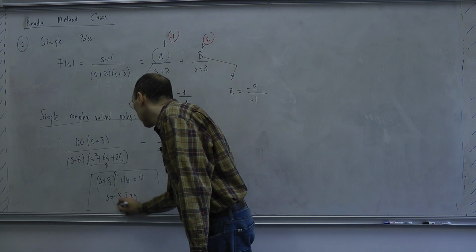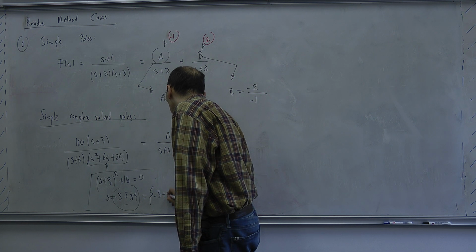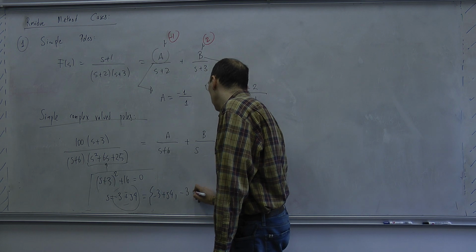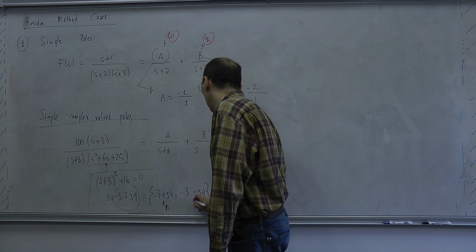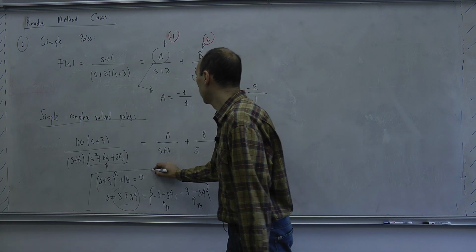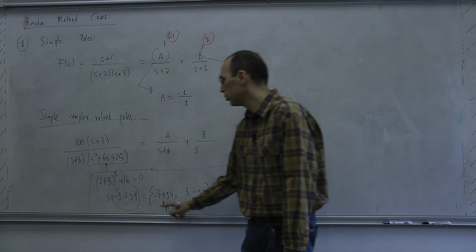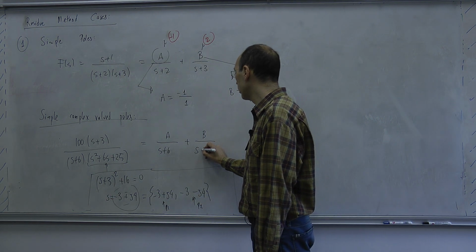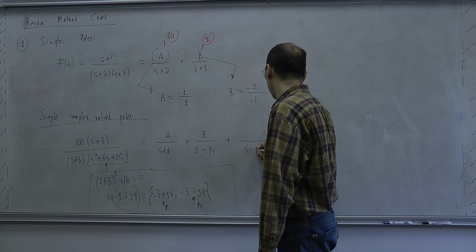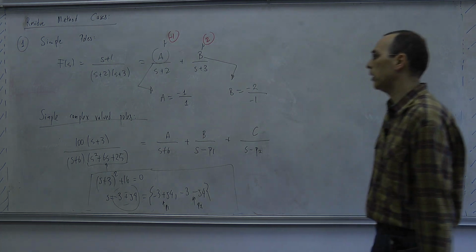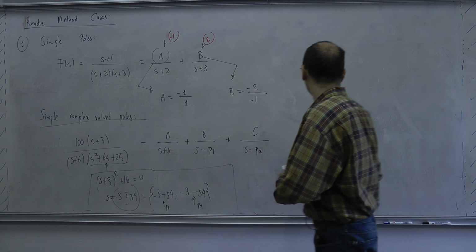So I will call this, for example, minus 3 plus j4 as pole 1, and minus 3 minus j4 as pole 2, something like that. Okay? Pole locations. So these are the values for which this is equal to 0. So this is b over s minus pole 1, plus c over s minus pole 2. There is a c over here. Okay? Now, how can I find a?